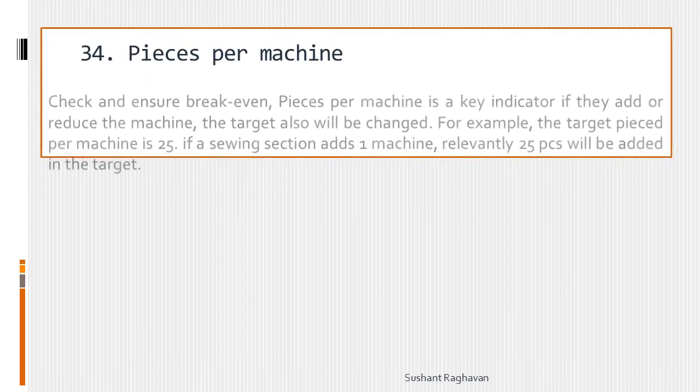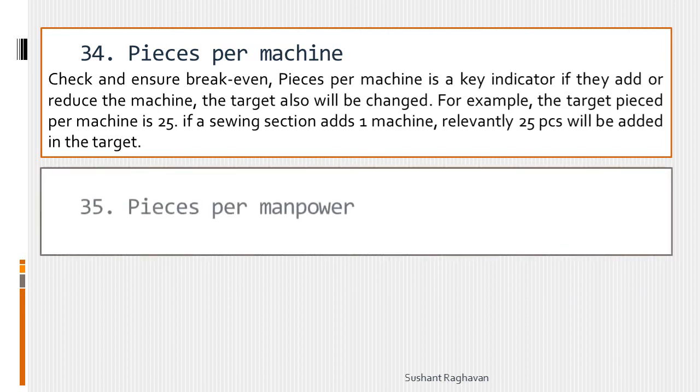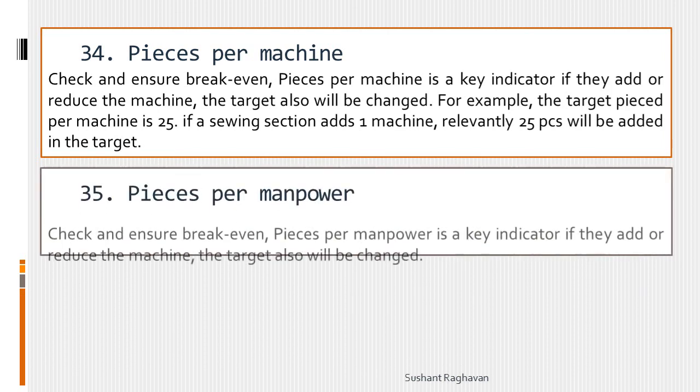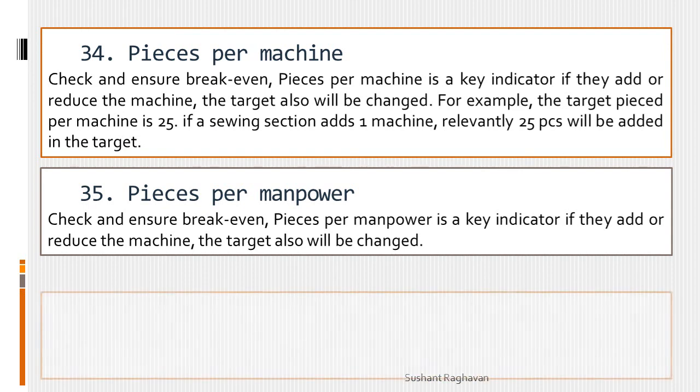Pieces per machine. Check and ensure break-even pieces per machine is a key indicator. If they add or reduce a machine, the target also will be changed. For example, the target pieces per machine is 25. If a sewing section adds one machine, relevantly 25 pieces will be added in the target. Pieces per manpower. Check and ensure break-even pieces per manpower is a key indicator. If they add or reduce manpower, the target also will be changed.